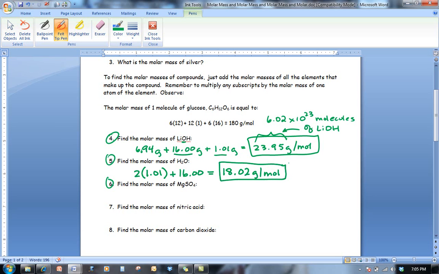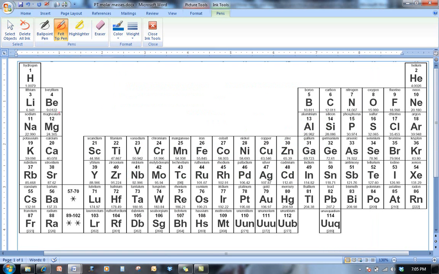And then for our last example, we're going to find the molar mass of a compound called magnesium sulfate. So most of these elements we haven't found molar masses for, so I'm going to be flipping back and forth between the periodic table and this worksheet. So let's go and find the molar mass for magnesium. Okay, so here is magnesium, and we see that the molar mass is 24.31 grams.